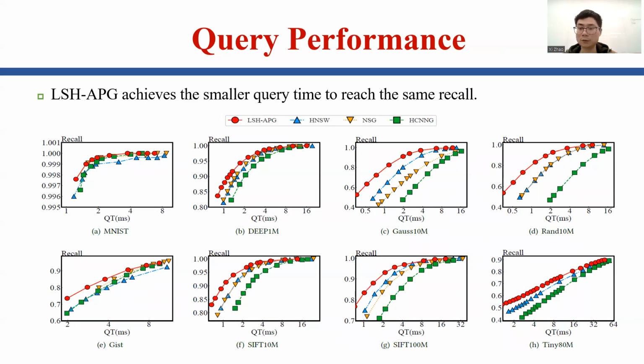As for the query performance, LSH-APG achieves a smaller query time to reach the same recall, which demonstrates LSH-APG achieves a better trade-off between query efficiency and query accuracy.